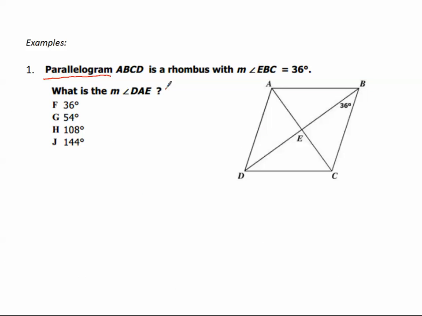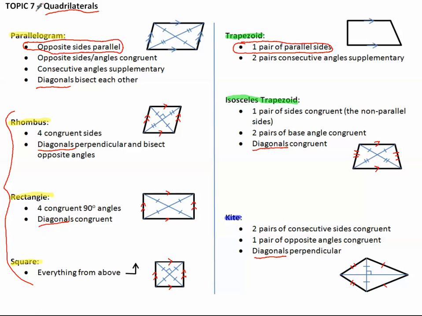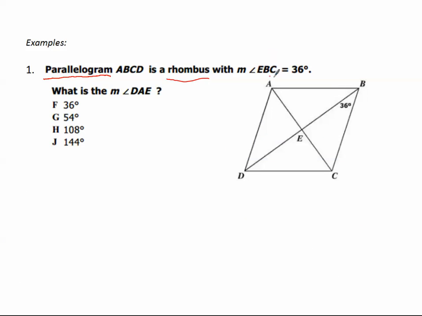Oh, hey, look at that. We even get the rhombus properties as well. So parallelogram and rhombus. We have all 6 of these things to look at and consider. We have an angle. It's been labeled. We are looking for the measure of angle DAE.